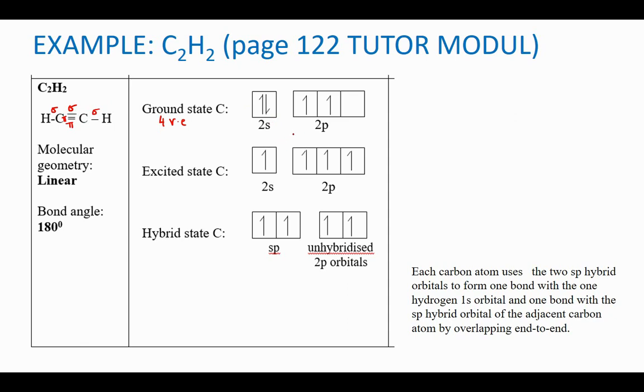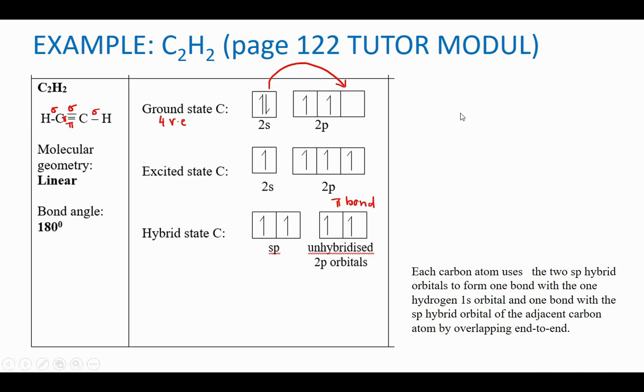Okay, but why do we have to excite the electron? Since there is no lone pair on the carbon atoms, therefore we have to excite the electron here so that 2 pi bonds can be formed. So for the hybrid state, since we require only 2 sigma bonds, we will hybridize one s orbital and one p orbital and become sp hybrid orbital. The other 2 p orbitals will become unhybridized p orbitals that will form the pi bond in C2H2.